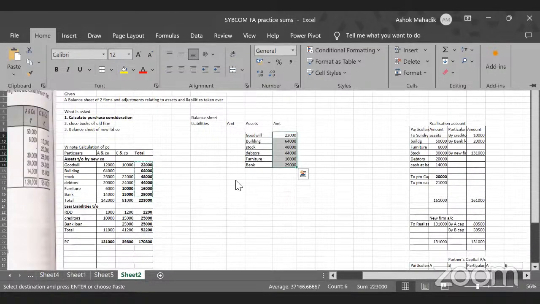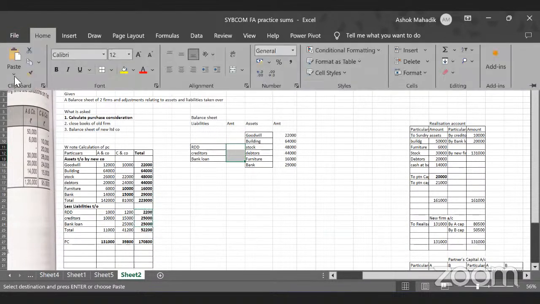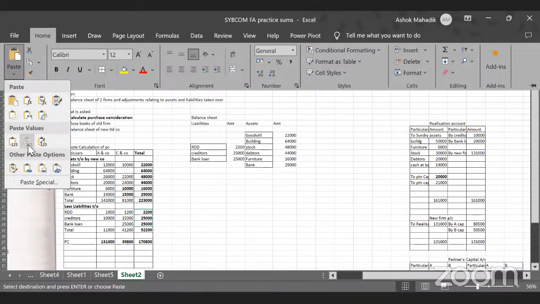Yeah, got it. Okay, same way, liability side, you can write. See, RDD can show on the opposite side also, like I'm doing here. Okay, or else you can just deduct from data. Okay, take total column. Control copy and paste the values also. Paste values. Yeah, done.